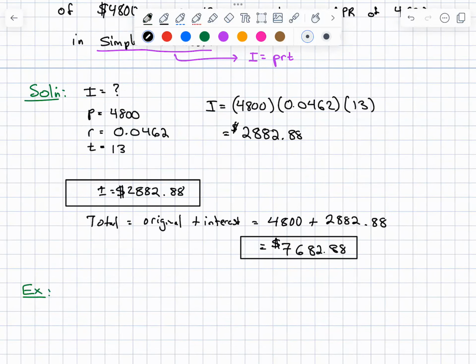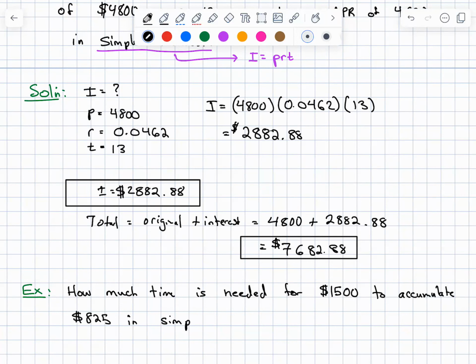So how much time is needed for an investment? How much time is needed for $1,500 to accumulate $825 in simple interest at an APR of 11%.